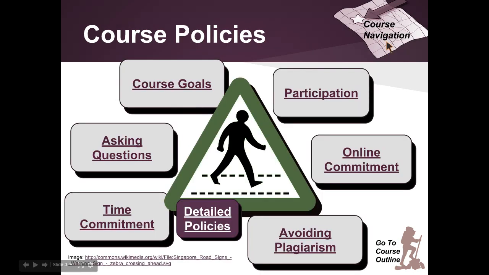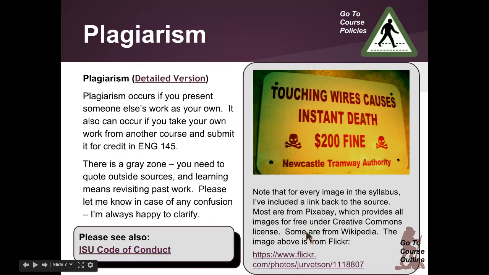Now, the last part of the policies I'd like to talk about is the issue of plagiarism. We're actually going to dedicate an entire week to discussing how plagiarism happens and how to avoid it. But in the meantime, the general policy is designed to help you understand what plagiarism is, how we define it. First off, we all know that if you present someone else's work as your own, that's clearly plagiarism. Another case of plagiarism can occur if you copy your own work from another course and then try to submit it for credit for this course.